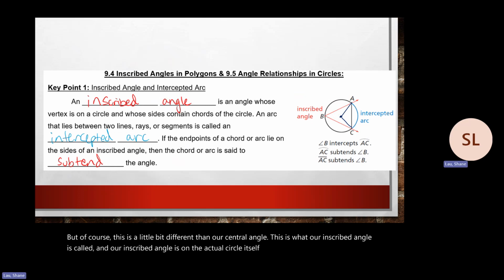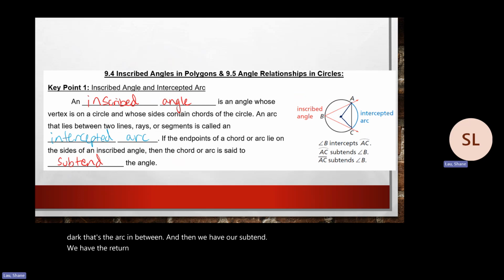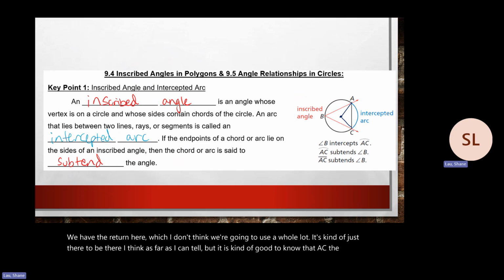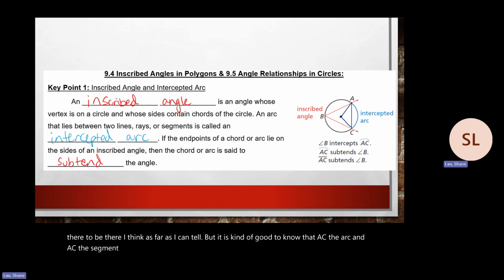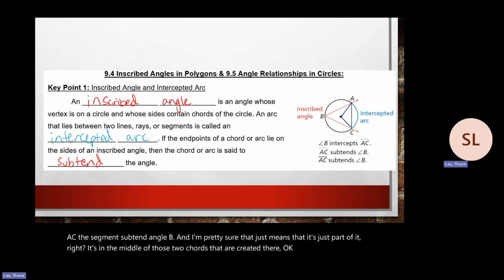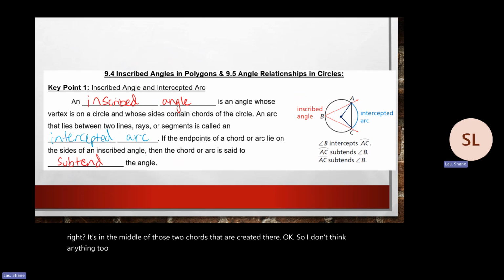Then we have the intercepted arc, that's the arc in between. And then we have our subtend vocabulary term here, which I don't think we're going to use a whole lot. It's kind of just there to be there, as far as I can tell. But it is good to know that AC, the arc, and AC, the segment, subtend angle B. I'm pretty sure that just means it's in the middle of those two chords that are created there. So nothing too intensive, nothing too hard or difficult to understand.